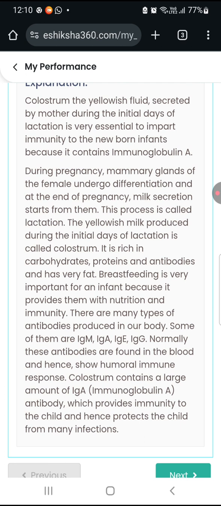During pregnancy, the mammary glands of the female undergo differentiation, and at the end of pregnancy, milk secretion starts from them. This process is called lactation. The yellowish milk produced during the initial days of lactation is called colostrum. It is rich in carbohydrates, proteins, and antibodies and has very little fat. Breastfeeding is very important for an infant because it provides them with nutrition and immunity.